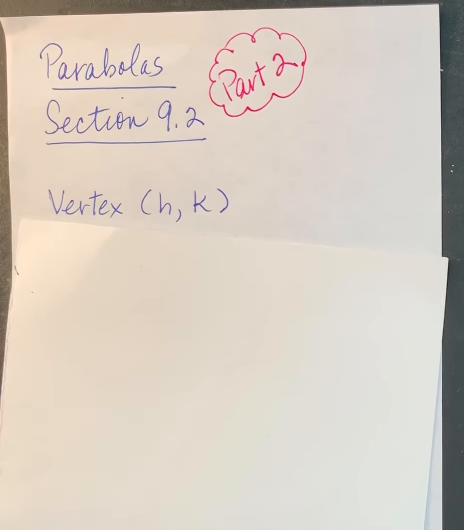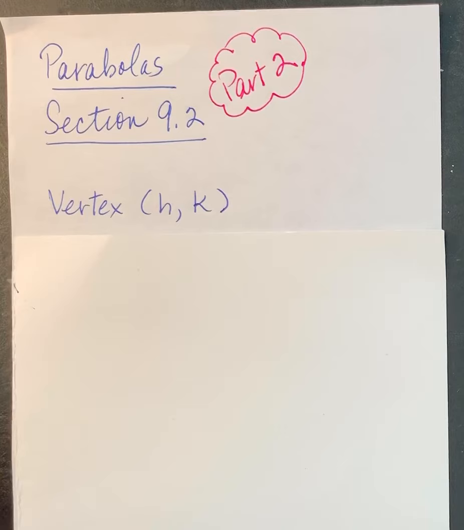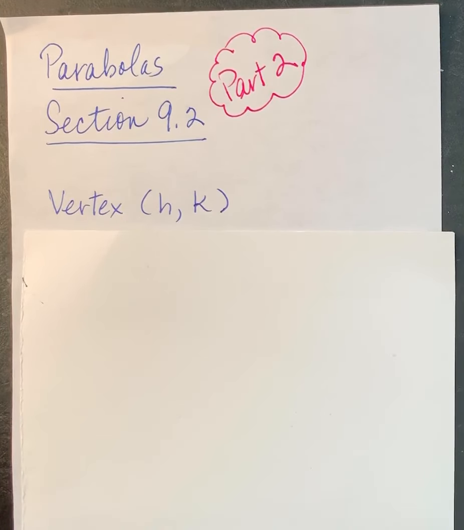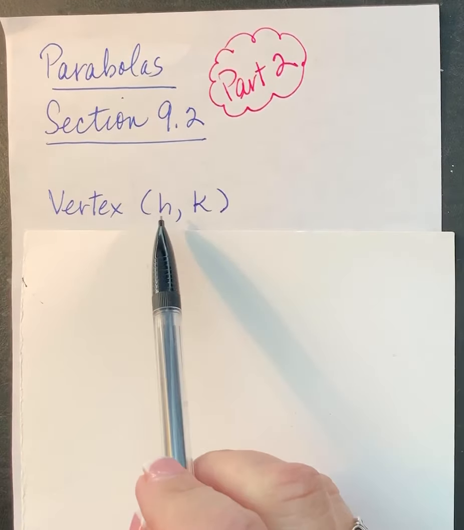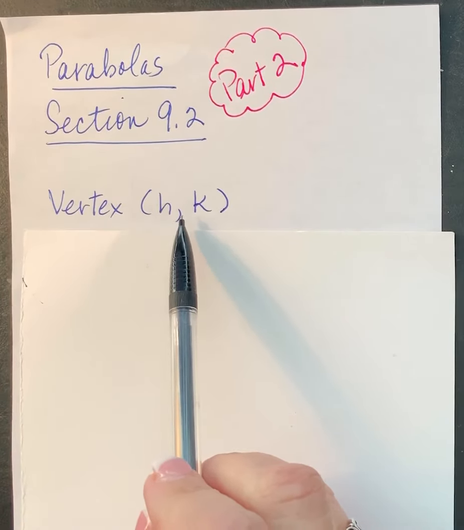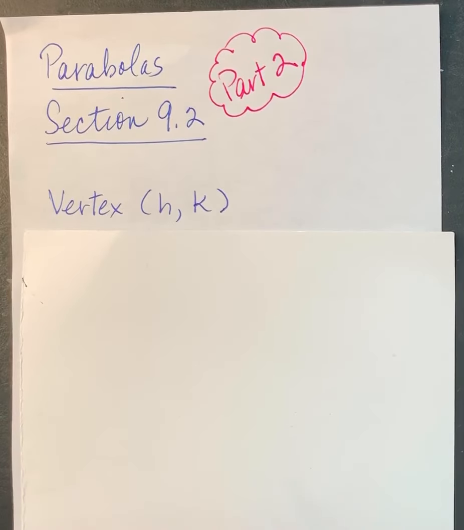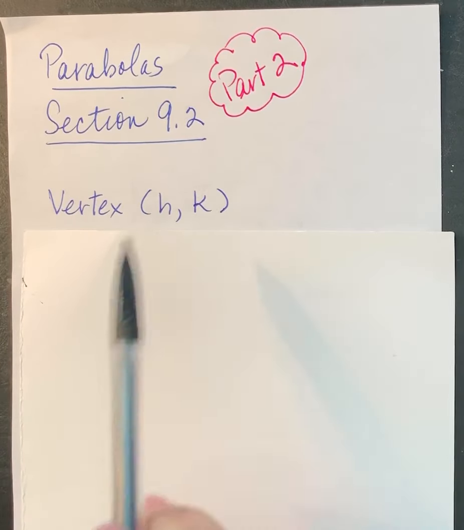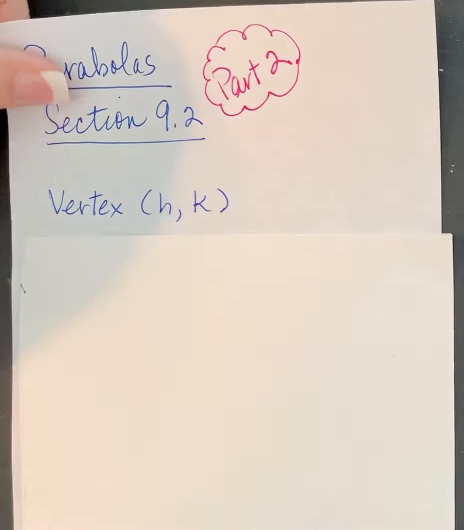Okay, this video is Parabolas section 9.2 and it is part 2. Now we'll talk about parabolas where the vertex is not the origin, not 0, 0. So in general, you're going to say that the vertex is h comma k. This is what we used before on the circle, the ellipse, and the parabola to talk about the center of the shape. But for parabolas, we use this for the vertex.